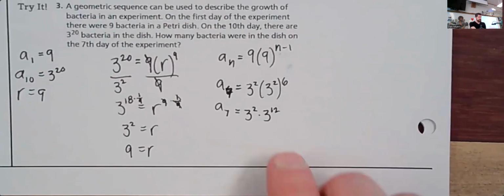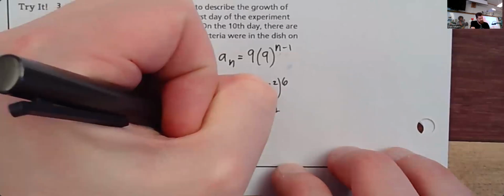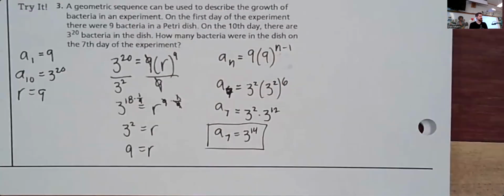And then to combine those two, we just add the exponents. And so a sub 7 is going to equal 3 to the 14th power. That's how many bacteria were there on day 7. 3 to the power 14. And we didn't have to deal with any long numbers written out because we just kept things in base 3 the whole time. Not to say that doing it the other way is wrong. I just think it would take a lot more time and a lot more writing because you'd be writing out really long numbers.